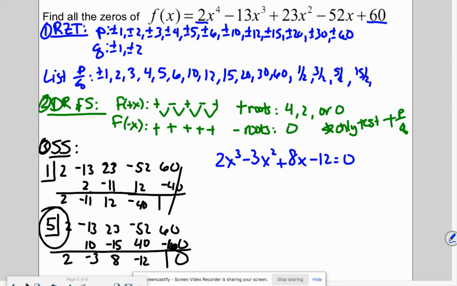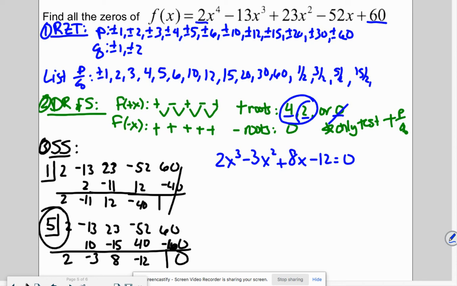Now, because we have 1 positive root, that means there's going to be more positive roots, right? Because we know for our positive roots, we have 4, 2, or 0. Well, we don't have 0. We have either 4 or 2 so far, okay? So since we have 1, there's going to be another 1 or 3 more after that too. So you could now use synthetic substitution for your new polynomial with coefficients of 2, negative 3, 8, and negative 12. We already know that 1, 2, 3, and 4 don't work, but 5 did. So then you would keep going down your list and start with positive 6, etc.